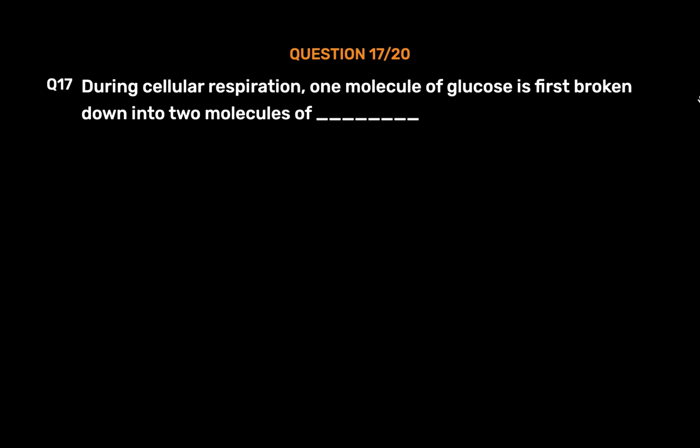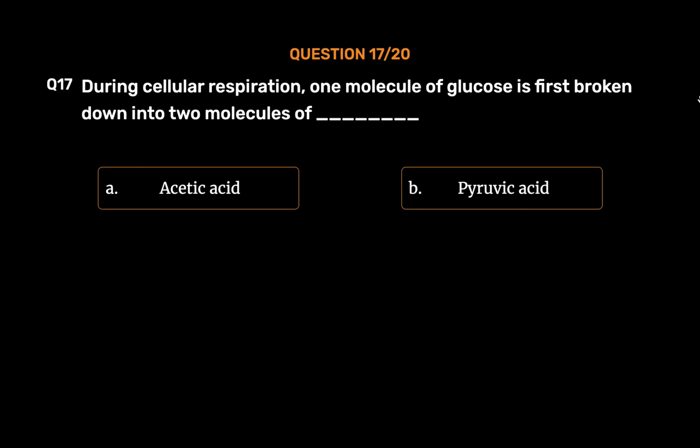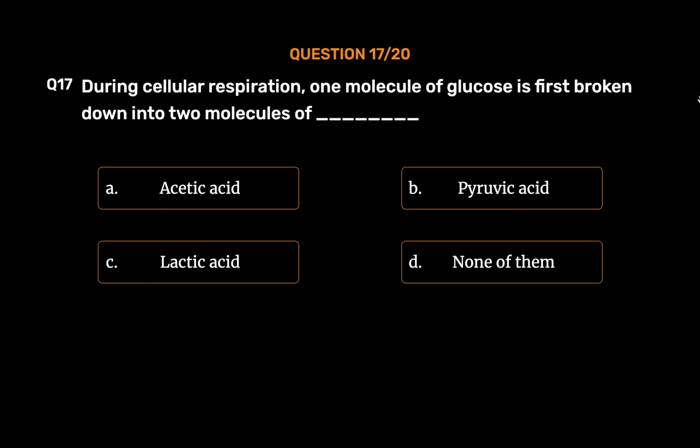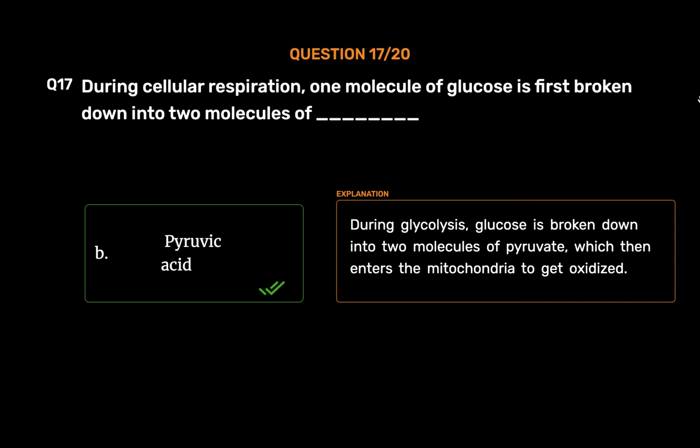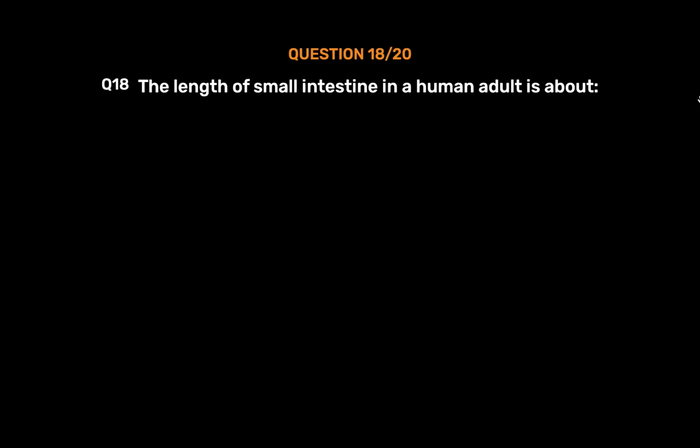Question number 17. During cellular respiration, one molecule of glucose is first broken down into two molecules of ___. Option A. Acetic acid. Option B. Pyruvic acid. Option C. Lactic acid. Option D. None of them. The correct answer is option B. Pyruvic acid. During glycolysis, glucose is broken down into two molecules of pyruvate, which then enter the mitochondria to get oxidized.